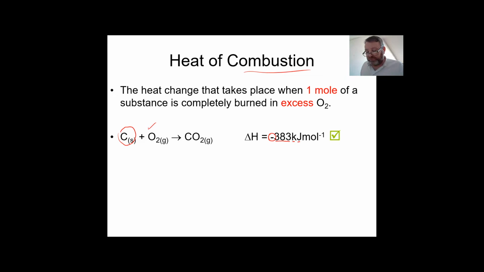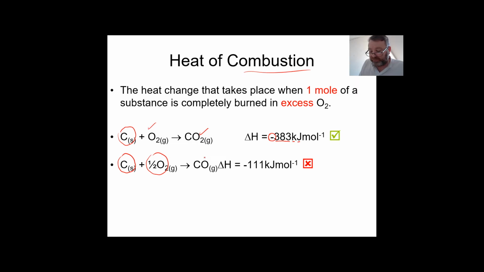Watch the following reaction. This is not the heat of combustion, and I hope you can see why. We are burning a mole, so that's satisfied, but we have reduced the amount of oxygen. And instead of getting carbon dioxide that we should get, we're getting carbon monoxide, which is a sign that the oxygen has been limited. So therefore, we're not taking into consideration the proper definition: 1 mole of a substance burnt in excess oxygen. So if the oxygen is not in excess, that figure there is not the heat of combustion.